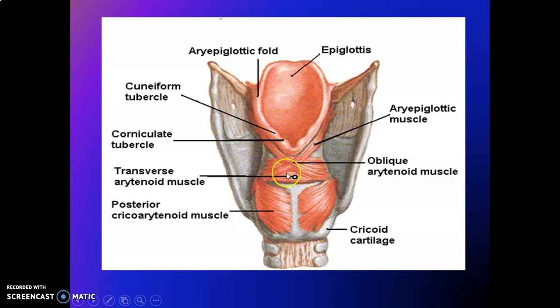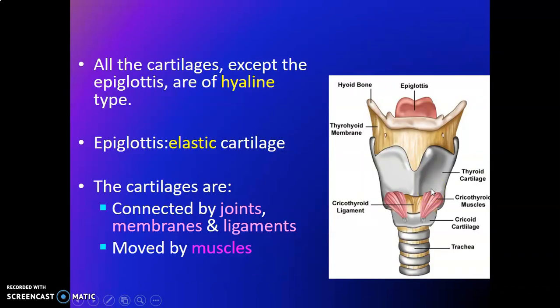Then you have muscles such as the aryepiglottic muscle, then the oblique arytenoid muscle, corniculate tubercle, and cuneiform tubercle. So you have cuneiform and corniculate. This is the epiglottis and the aryepiglottic fold, a fold of mucosa over the epiglottis. And then you have the posterior cricoarytenoid muscle, and the transverse arytenoid muscles, running transversely. And then you have your cricoid cartilage here. This is the thyroid cartilage. So basically, this is how the larynx looks from the posterior aspect.